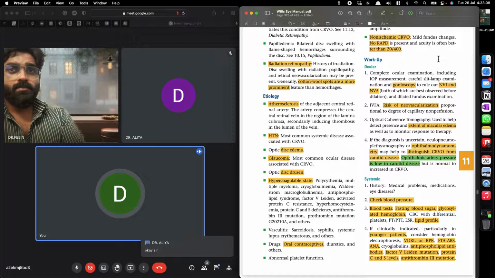So what is the average duration after which neovascularization happens in RVO? These are all very important questions, all possible questions that can be asked in a viva or a practical setting. What is the normal duration after which you expect to see neovascularization in CRVO? Can you hazard a guess? Is it days? 2 to 3 months? Okay, it's 7 months. 7 months is the average duration after which you expect to see neovascularization.